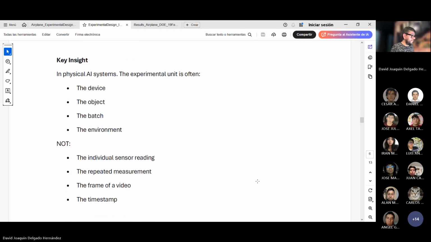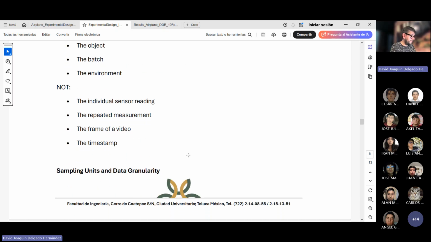Okay. So in physical artificial intelligence systems, the experimental unit is often the device, the object, the batch, the environment. This is the experimental unit, but don't be confused. It is not the individual sensor that is reading something. It is not the repeated measurement. That is not an experimental unit. That is a sample. The frame of a video is not, and the time span is not an experimental unit.